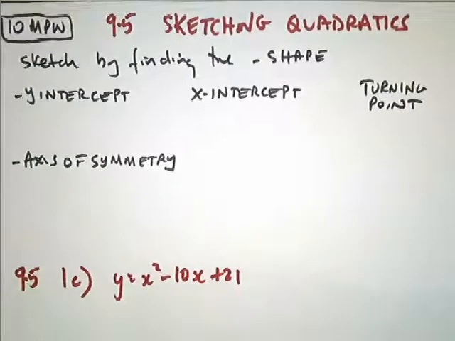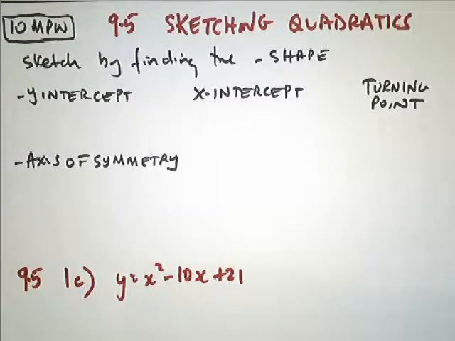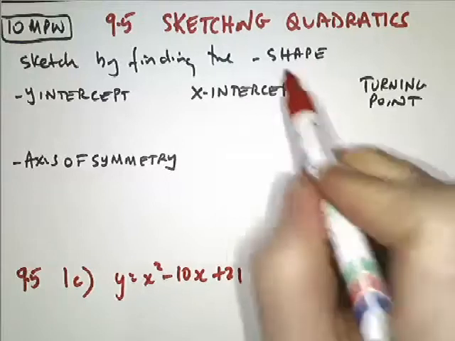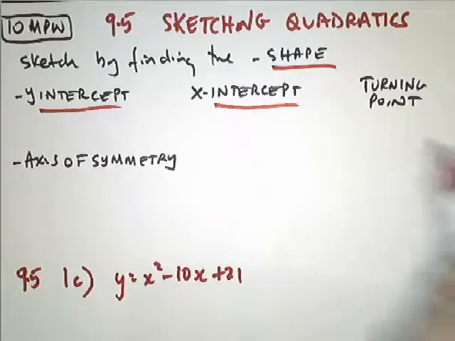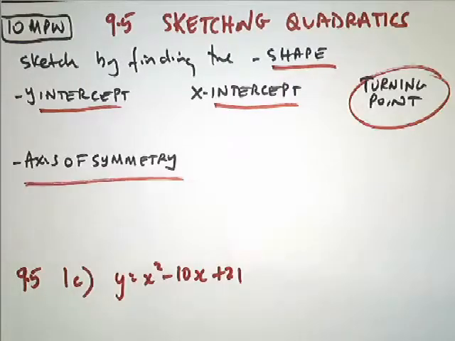This is for 10 Methods Pathway. It covers sketching quadratics in 9.5. Question 1 asks, sketch by finding the shape, the y-intercept, the x-intercept, the turning point, and the axis of symmetry, and to label those in your graph.